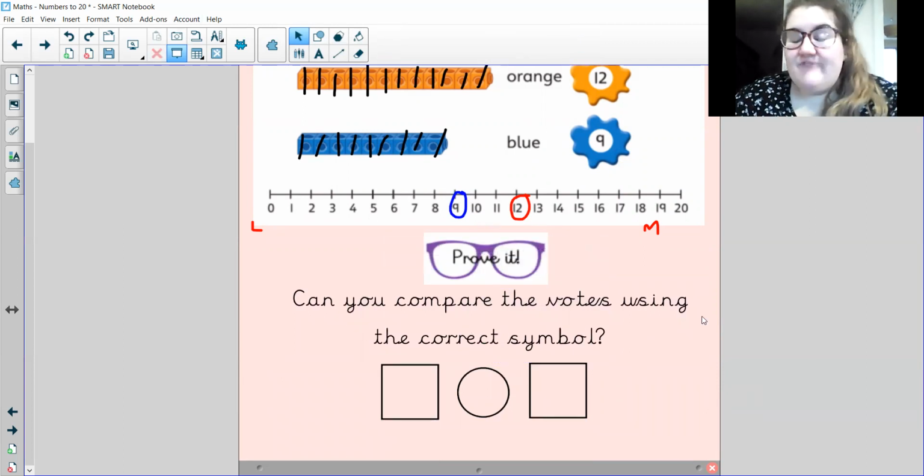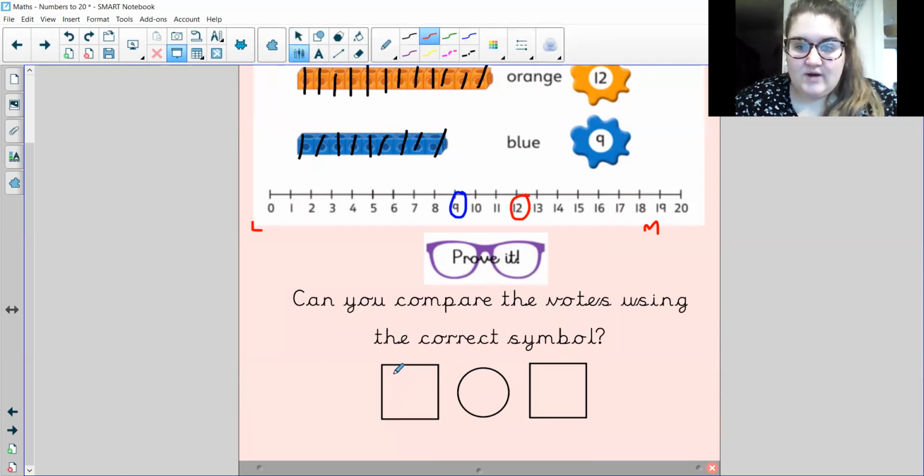So how many votes did orange get? Can you tell me? Well done if you said 12. Okay, and how many votes did blue get? 9. Super stuff. So now let's compare them. Is 12 less than 9, equal to 9, or greater than 9?